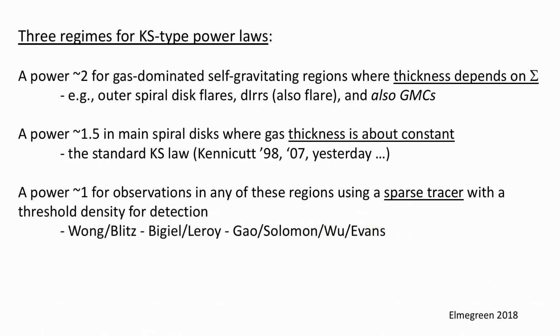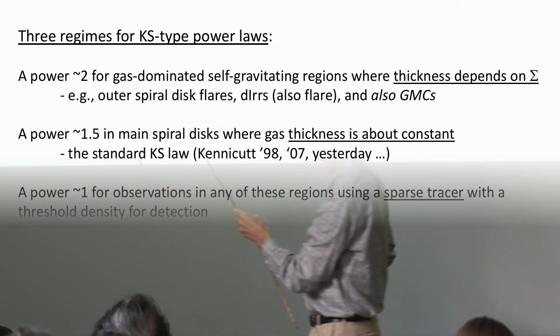Power 2 for gas-dominated self-gravitating regions, where the thickness depends on your column density. That's outer disks, dwarf irregulars, which are all like that, but also GMCs. If you look inside the GMC, you see that same power 2, and I'll show you that. Power 1.5 in main disks, where for some reason, and there's a lot of detailed modeling required to explain this, the thickness is about constant, and then column density is proportional to density. And that's the standard law.